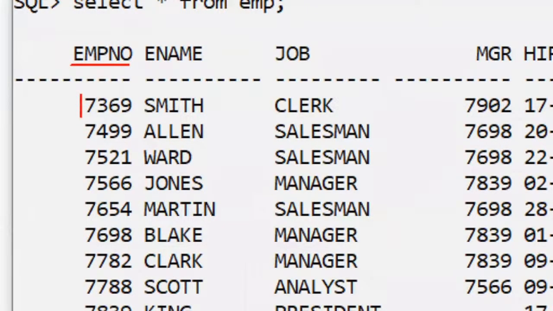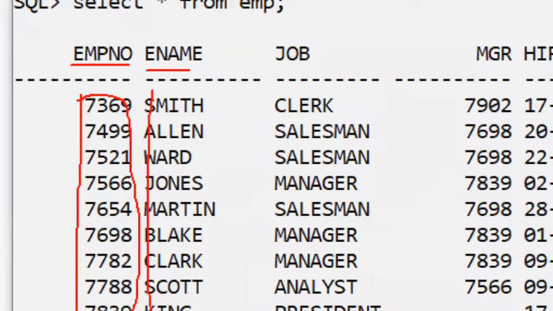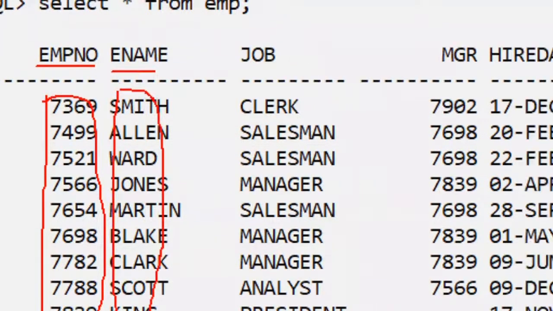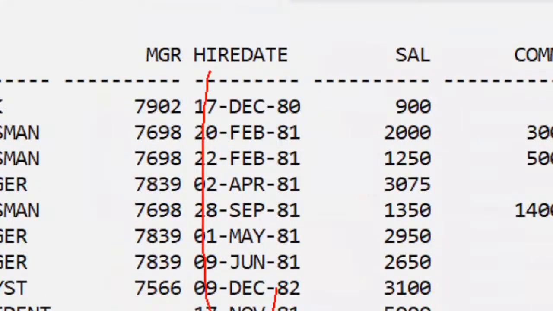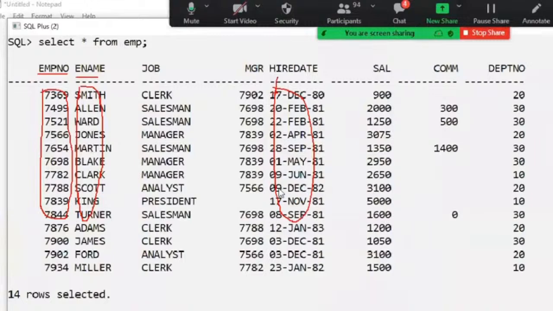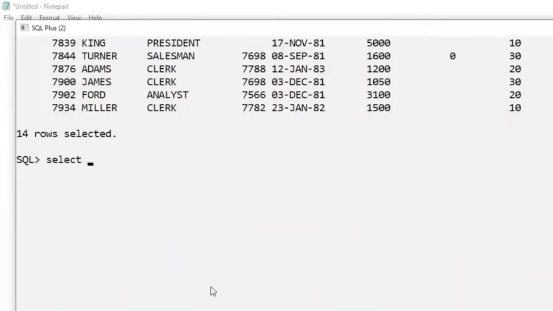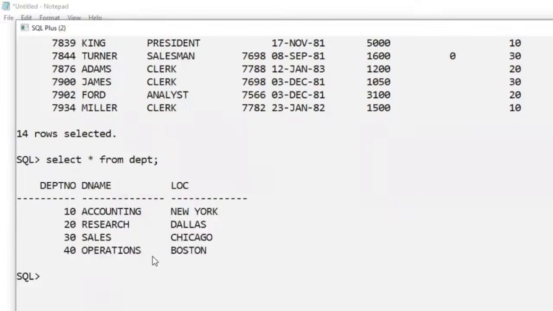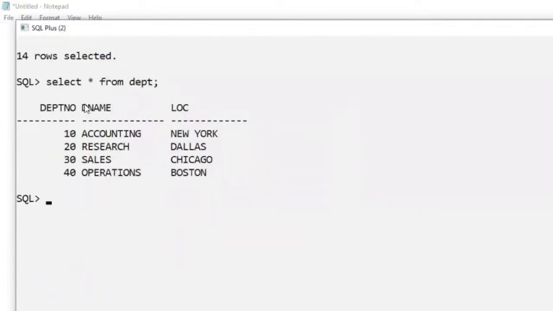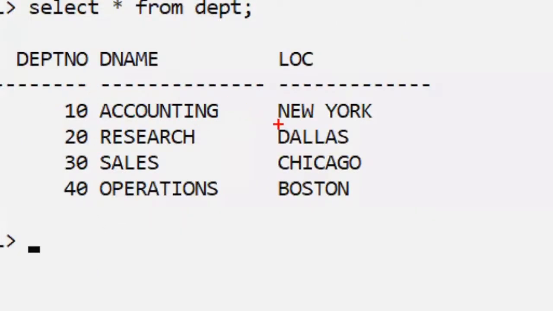Here employee number, in this column only numbers are available. Slowly observe here, in this column only characters are available. In this column only dates are available. That's why, observe it here, the data is stored in a structured manner only. In your relational database, a structured collection of data is there.